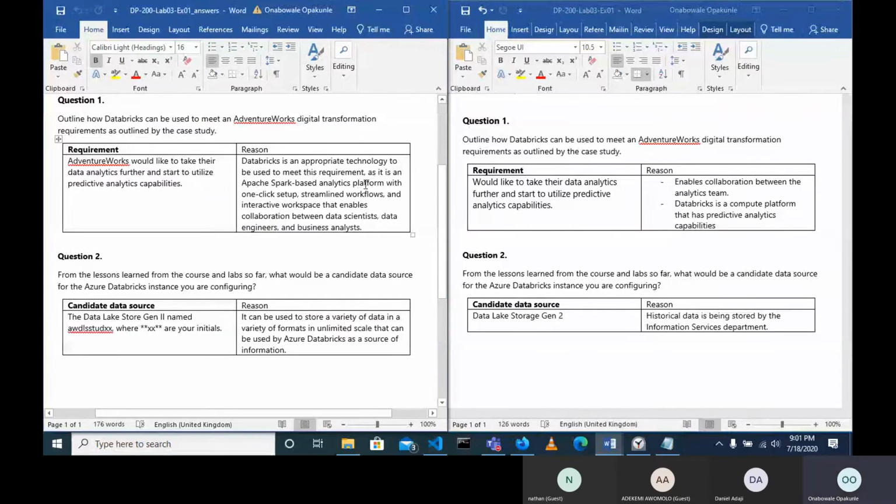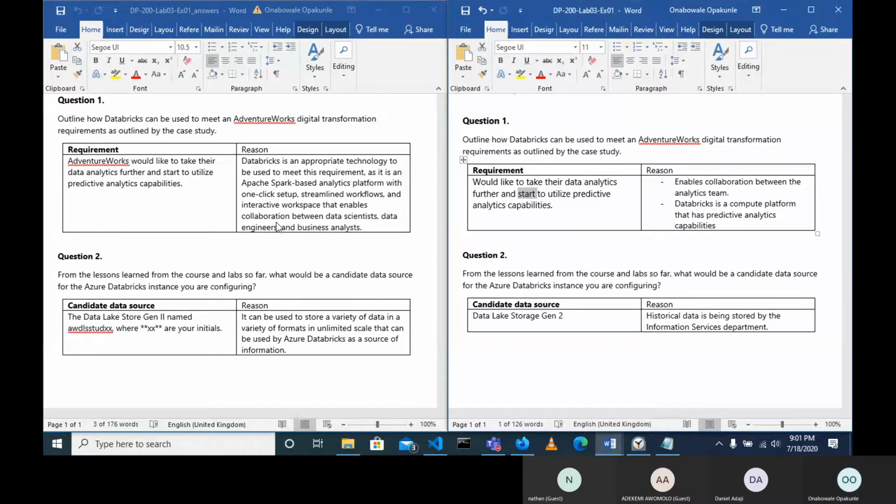So they said the first one is AdventureWorks would like to take their data analytics platform to utilize predictive analytics capabilities, which is, we got that one. And the reason is that Databricks is an appropriate technology because it is an Apache Spark-based analytics platform with one-click setup, streamlined workflows, interactive workspaces, enables collaboration between the data team, and we got that right, in the sense.